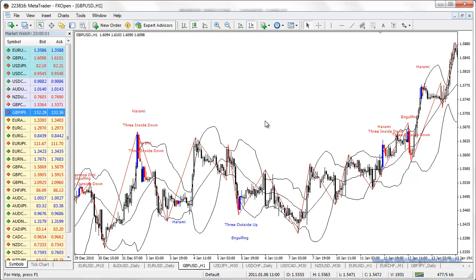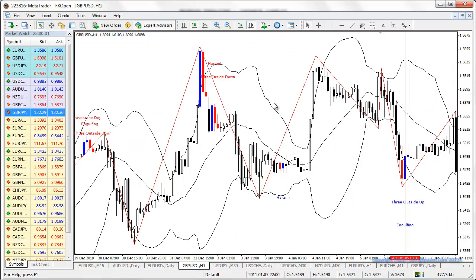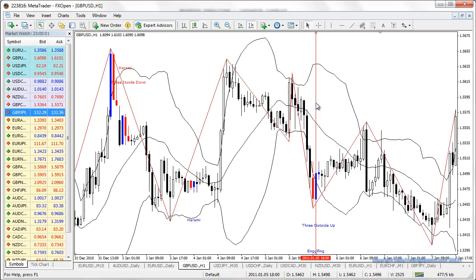Let's take a look at this one and see if this one actually does close lower. I think it does actually open lower or gap lower. Yeah, it does. You can just barely see it. Gaps lower and eventually, boom, up it goes.